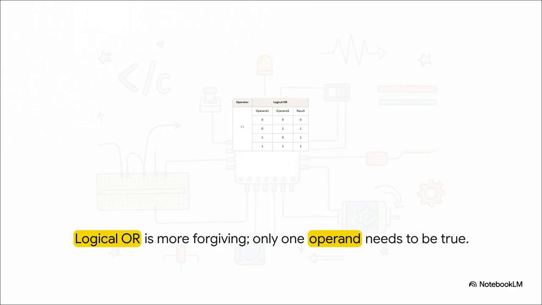Then we have the OR operator, written with two vertical pipes. This one is way more forgiving. It returns a true 1 if at least one of the input operands is a 1. Think about a standard home security system. The alarm is going to sound if the front door is opened or if the back door is opened. It doesn't need both to happen to trigger the siren.